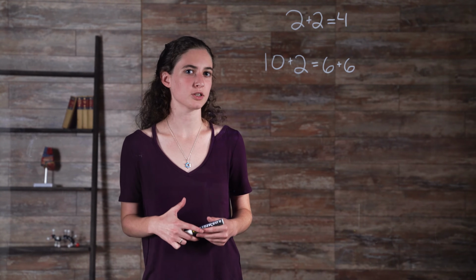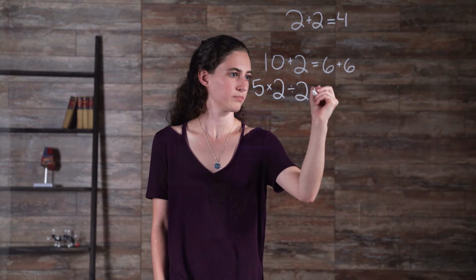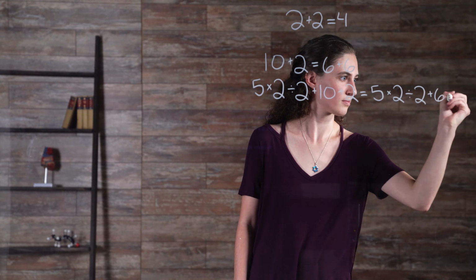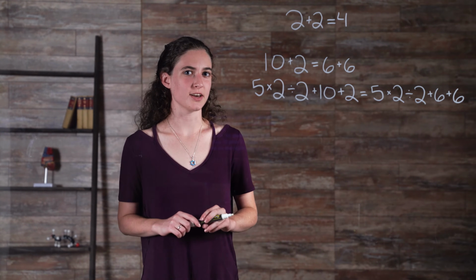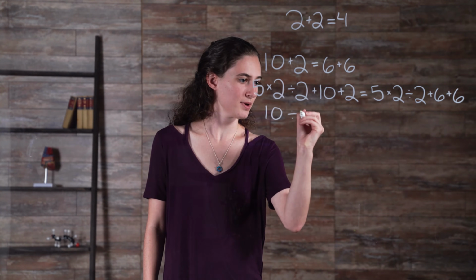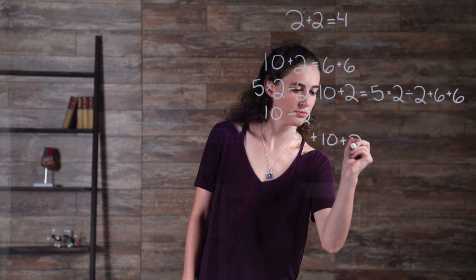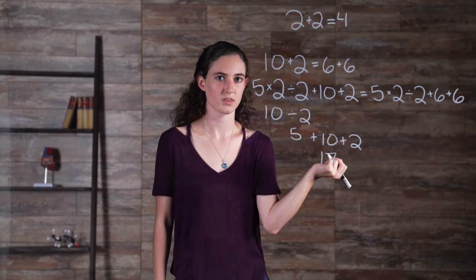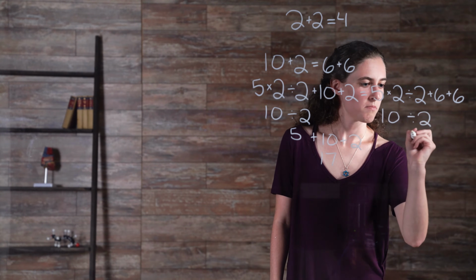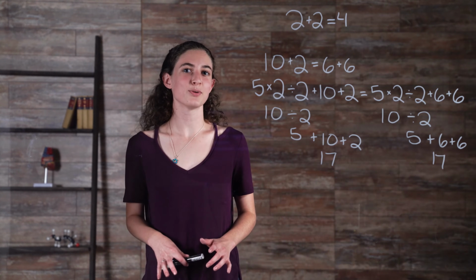Let's break down this more complex equation using this example as a base. The answer on both sides of the equation is 17. Let's break it down. 5 times 2 is 10, divided by 2 is 5, plus 10 plus 2 is equal to 17. And on the other side, 10 divided by 2 is 5, plus 6 is also 17. That's a simple look at equations.